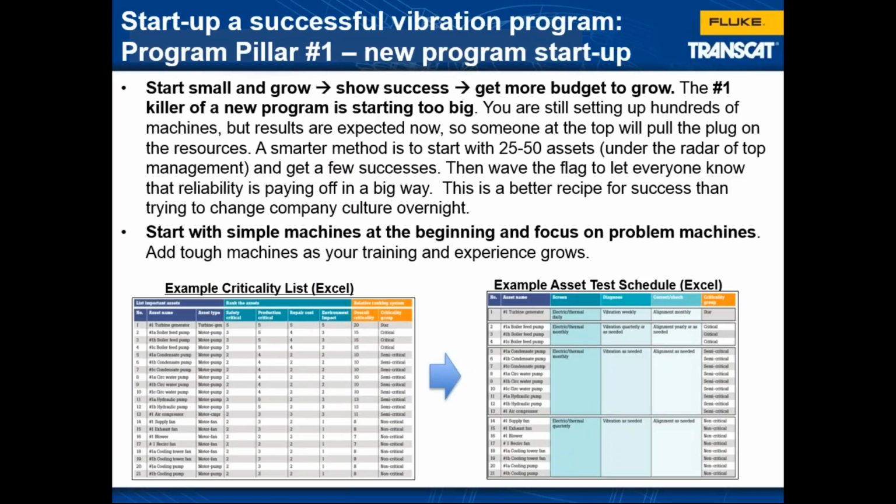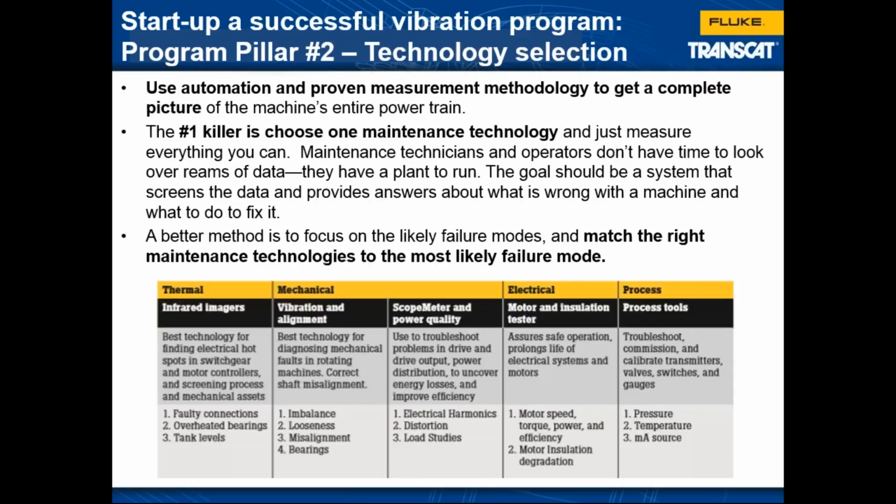Which technology do I start with? The number one killer of a program is starting with just one technology and then trying to analyze every machine using that one technology. It doesn't work. Use the right technology for the right problem. Use vibration for rotating machines. Use electrical testers for electrical problems. Use infrared imagers to support the mechanical and the electrical.